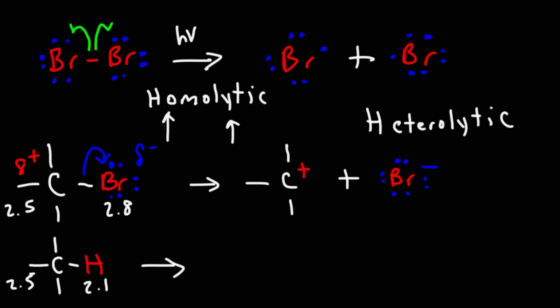Now for the carbon-hydrogen bond, the situation is different. Carbon is more electronegative, so it's going to bear the partial negative charge. Hydrogen is less electronegative, more electropositive, so it's going to have the partial positive charge. When that bond breaks, the electrons are going to go towards the more electronegative carbon atom. It has a stronger pull on the electrons in that bond. So in this situation, we're going to get a carbanion rather than a carbocation. So that's another example of a heterolytic bond cleavage.